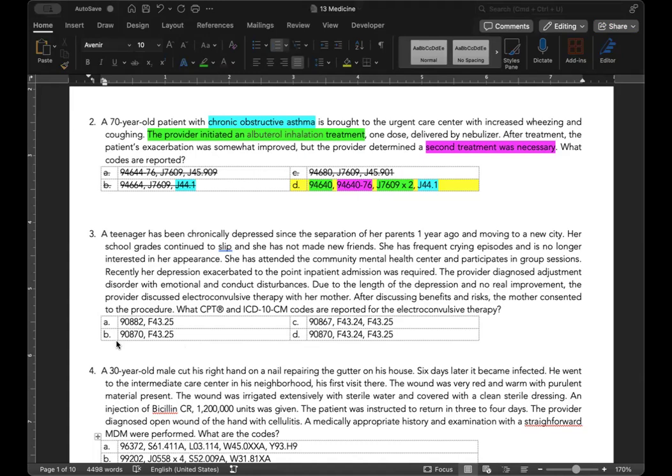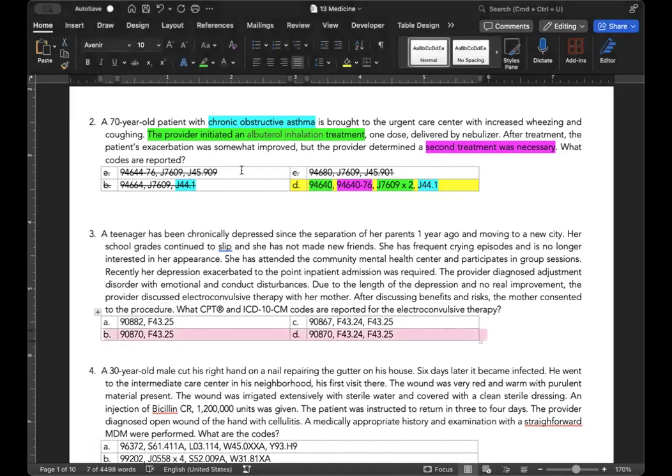90870, process of elimination wise, to see if that's our code for the electroconvulsive therapy. So our 90870 is for electroconvulsive therapy and it includes any necessary monitoring. So pretty straightforward, pretty simple, right? So that's telling us that B and D are going to be one of our valid options. Okay. So now let's flip to ICD-10.